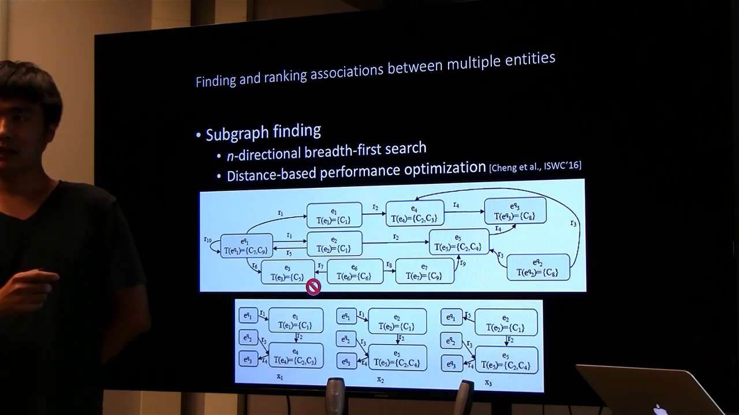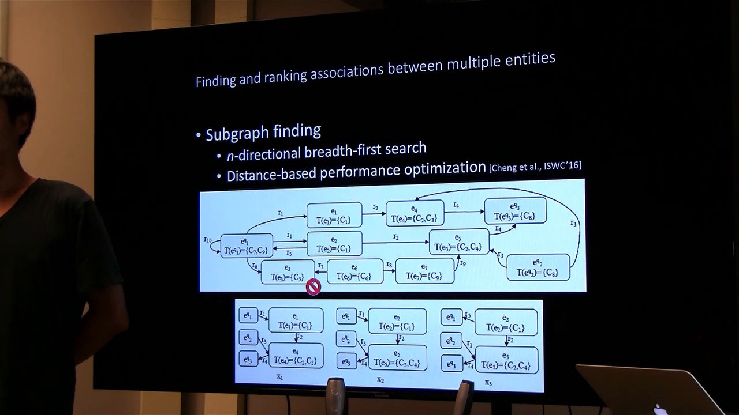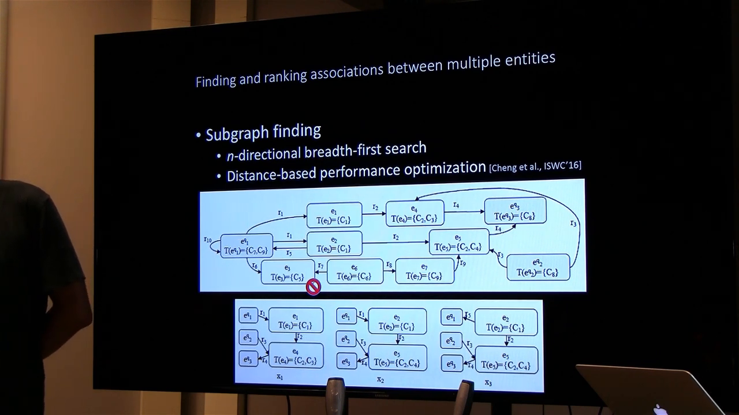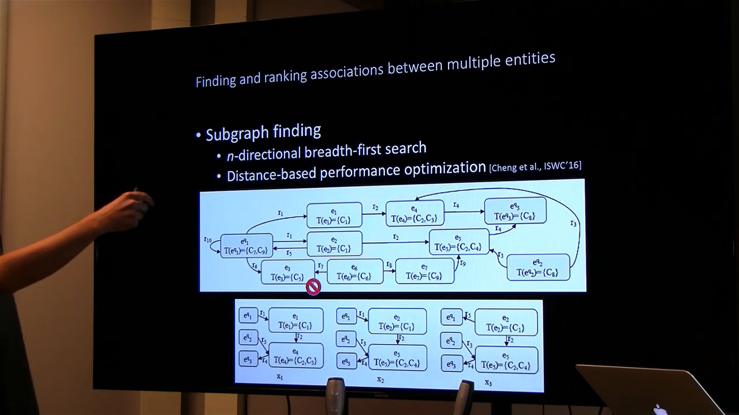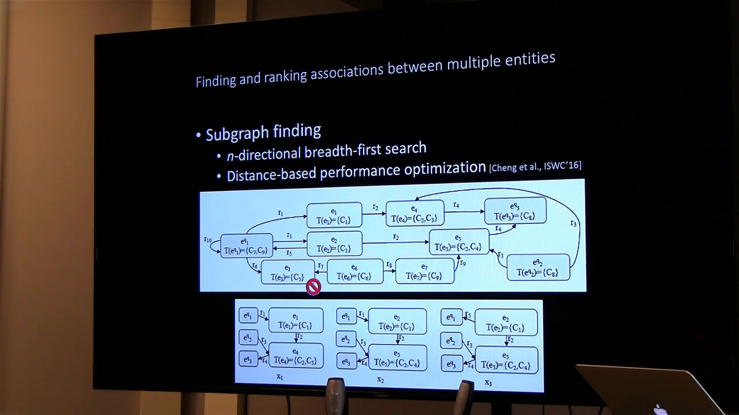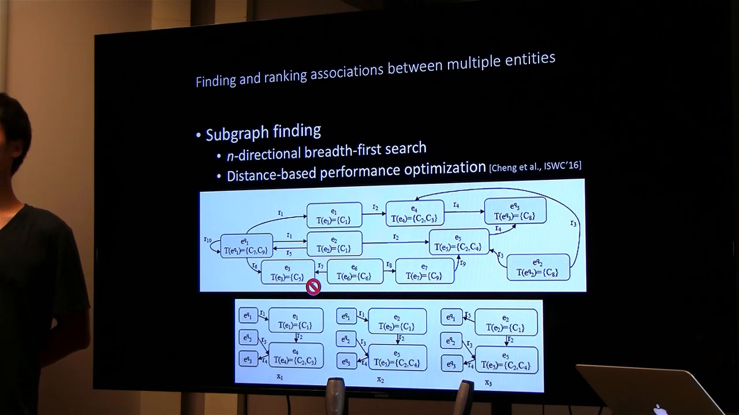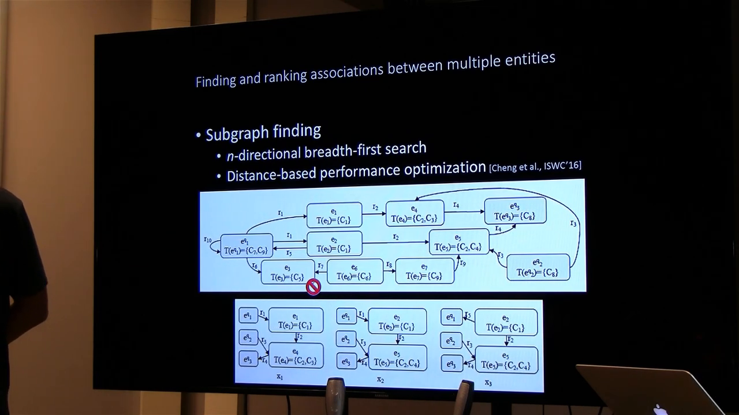But the thing is, it's really difficult to get the distance between all pairs of nodes. We can compute the distance on the fly, but that will be very, very slow. We can also pre-compute, index and store the distance. But that's also not feasible, because a graph can have a billion nodes, and indexing the distance between all pairs would be the square of a billion, quite a large number, impossible to store. So what we do in this work is we use a distance oracle.